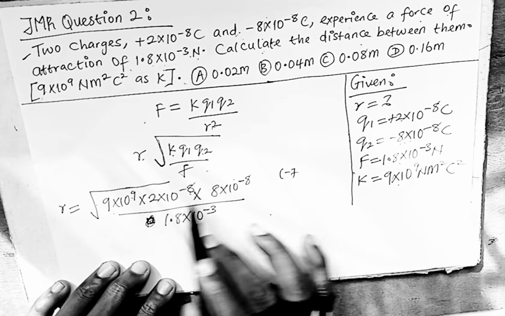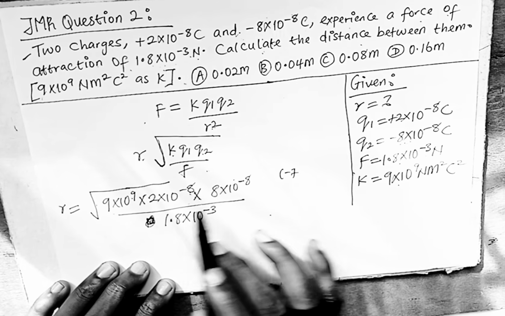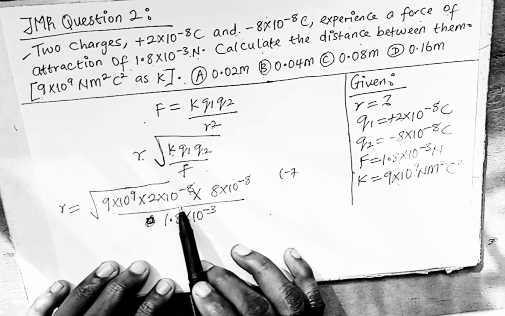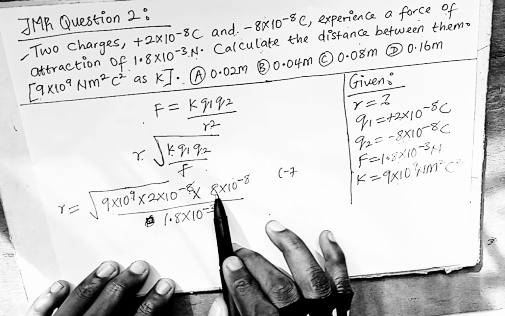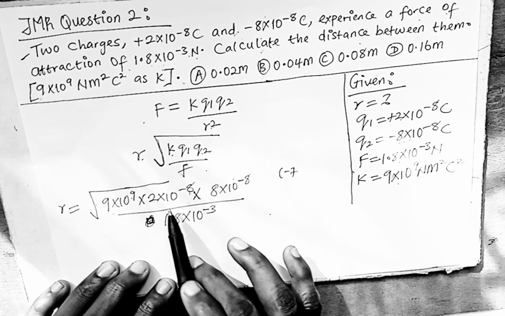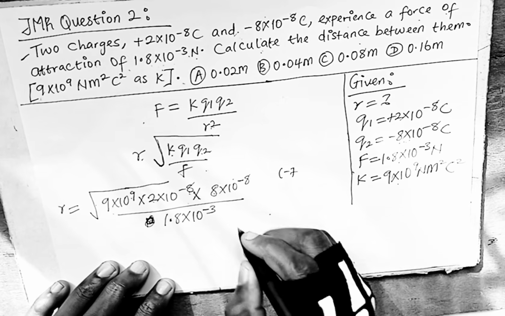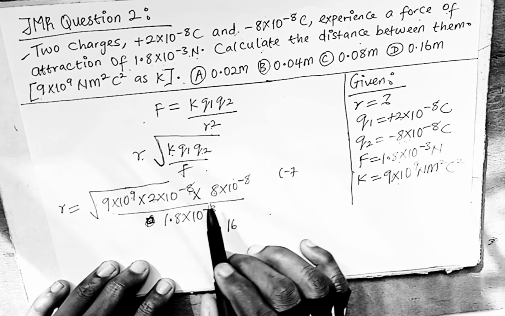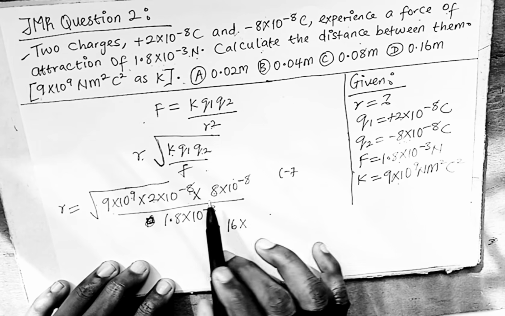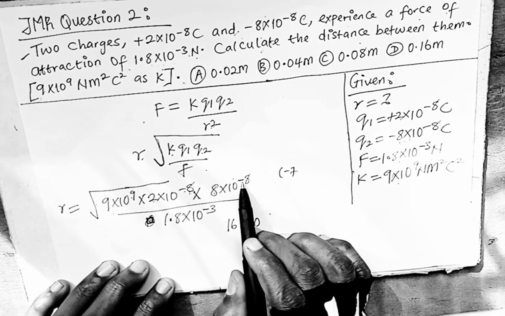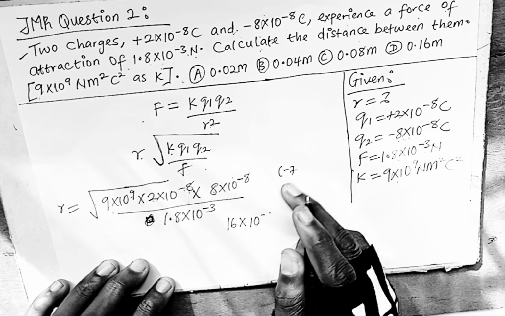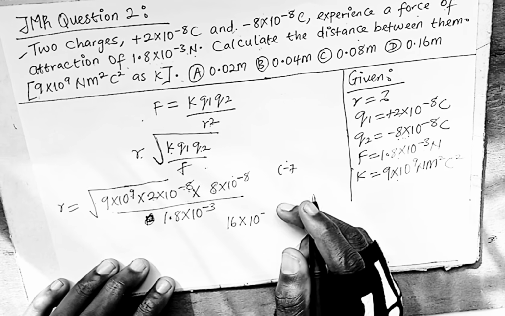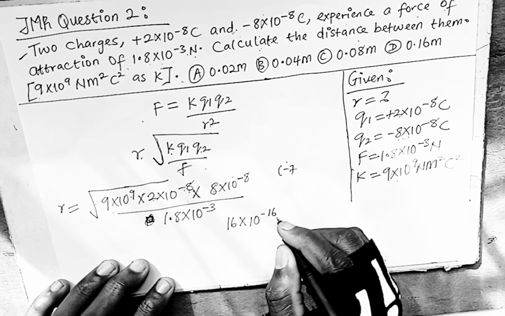First of all, this one will be easier for me. If I leave the power first, we do the charges first. If we do 2 times 8, we will get 16. So let me put it as 16 times 10 raised to the power minus 8 minus 8, which will give us minus 16.